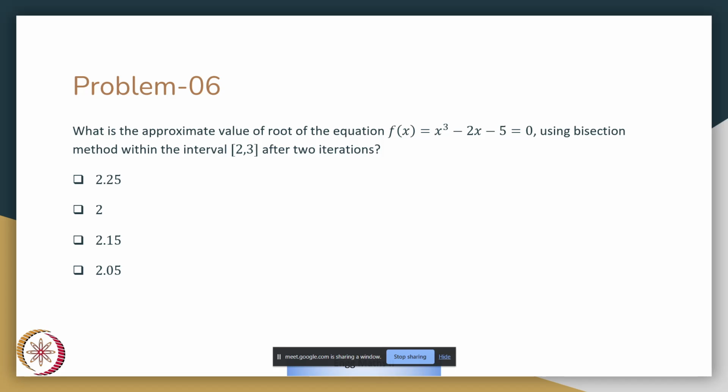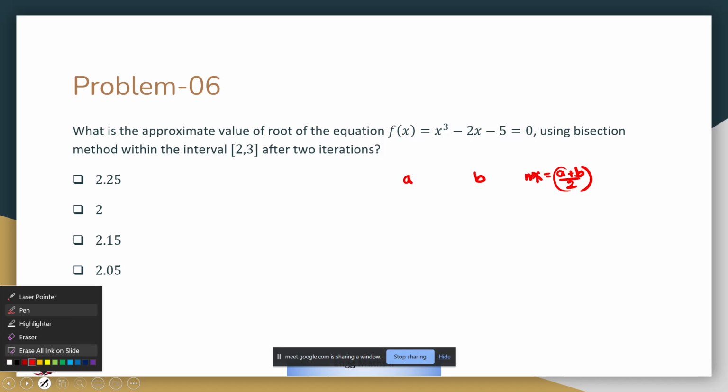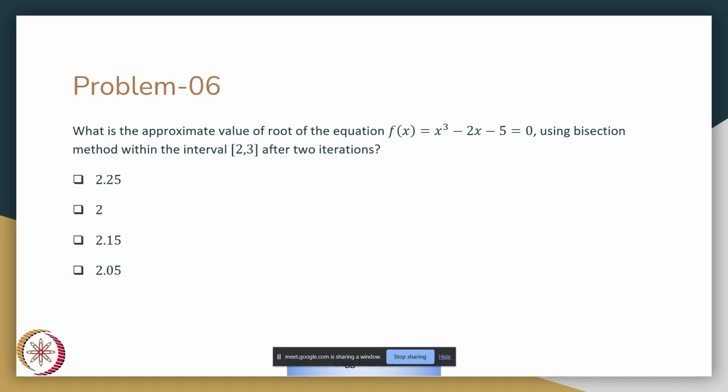So I'll write a, b, and m is equal to (a plus b) by 2. We need a few more columns here, so I think I'll just write in tabular format. A is my left bound, f of a. B is my right bound, f of b. And m is my midpoint, and I want f of m. And here I have an iteration column.